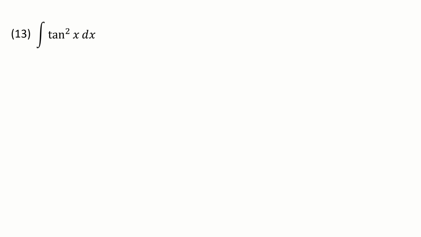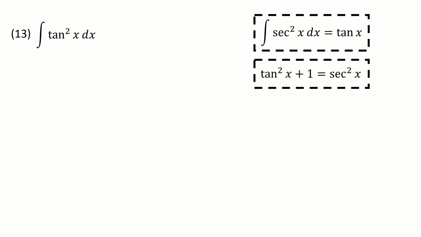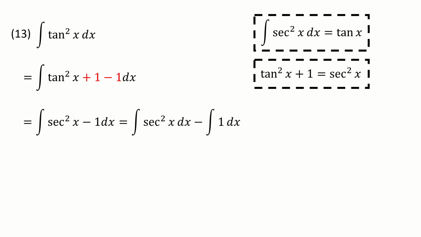Now we move to problem 13. Here we need to deal with the tangent square integral. Before solving this problem, recall that we are familiar with the integral of secant square x, which is tangent x. So we try to convert the tangent square into secant square. Using the trigonometric identity, we have 1 plus tangent square is secant square. So we apply the trick by adding 1 and subtracting 1. Now we have the secant square term. Then we split it into two terms. So we got the answer.